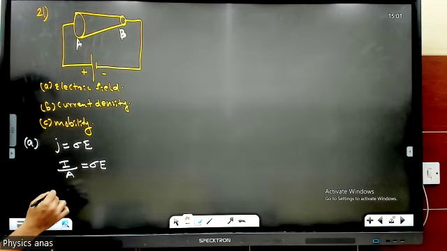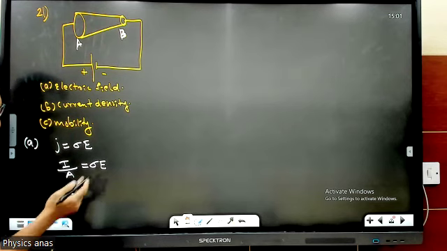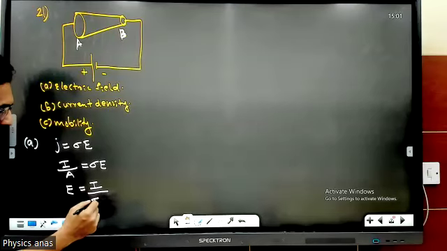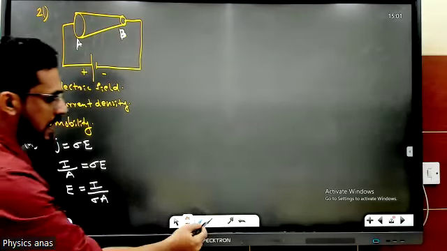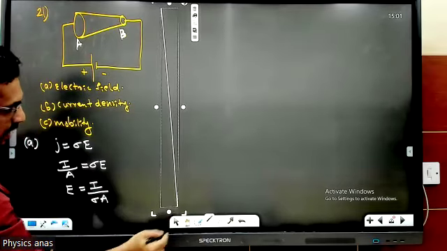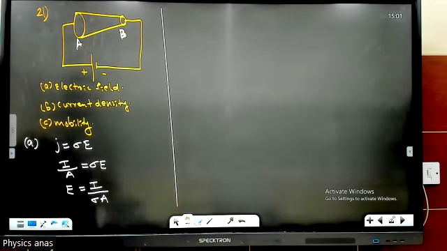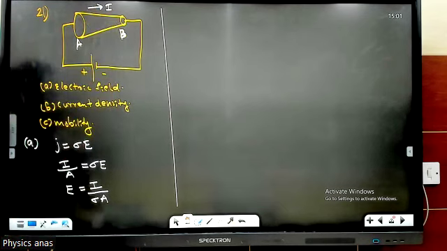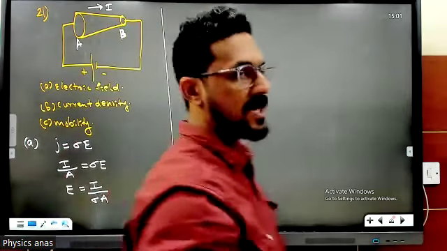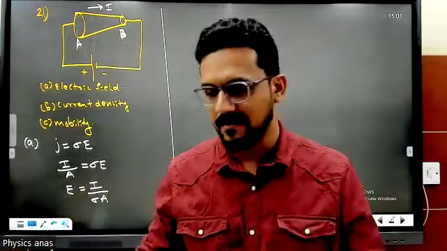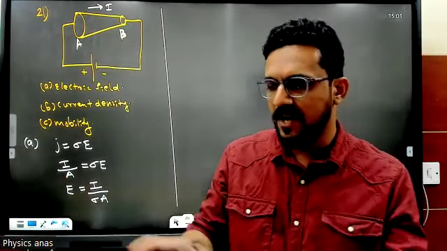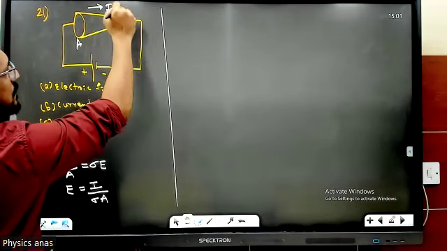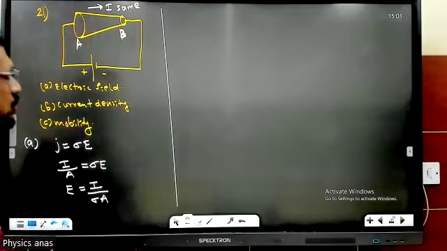Now what is the equation for E? You can bring this sigma to the other side, so E is I divided by sigma A. What is I? I is the current through this conductor, and it will be the same. Current will change only when there is a junction, where it splits and flows. Here there is no junction, so the current will be the same through this conductor.